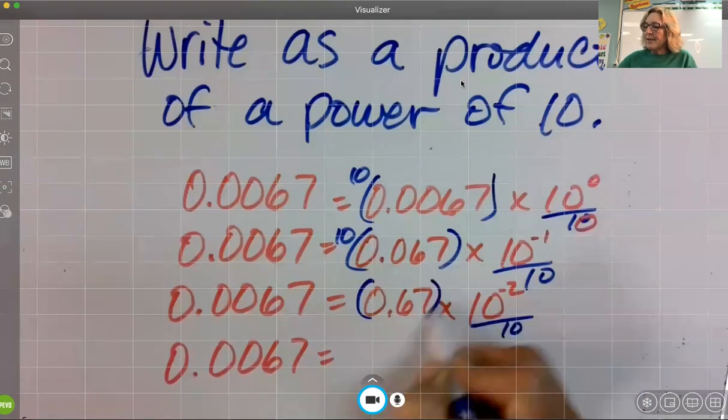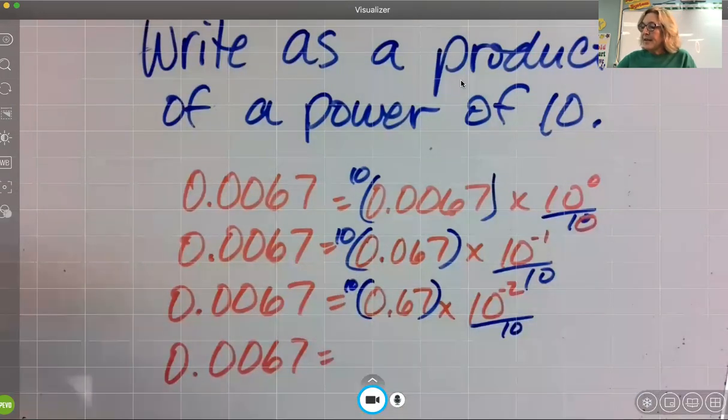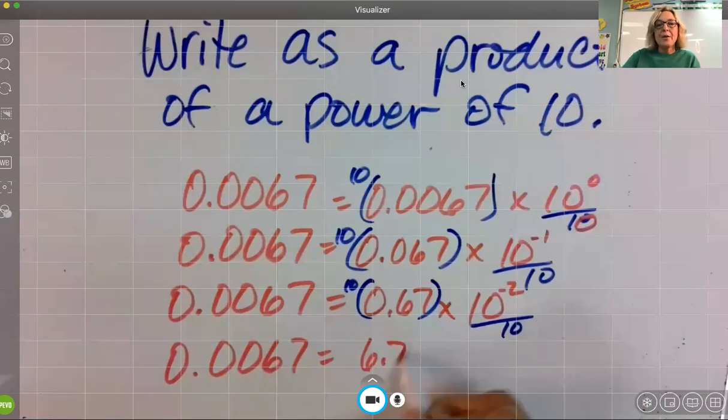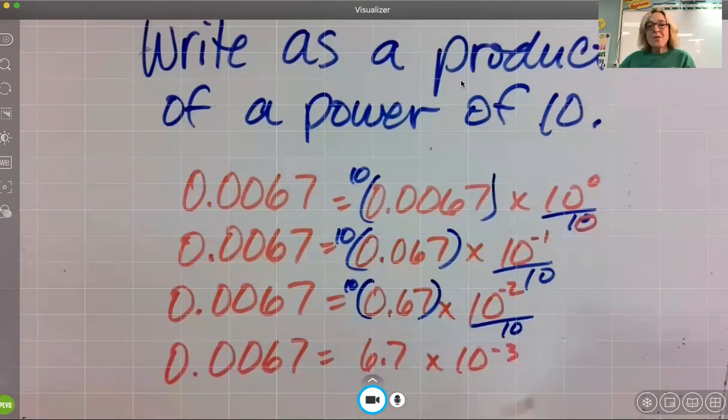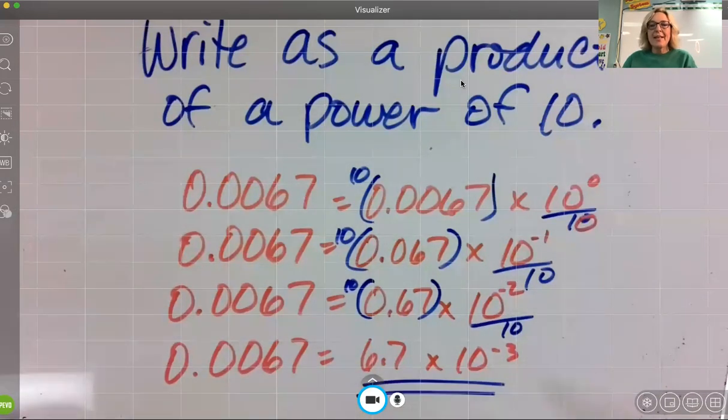And that would give us 6 7/10 times 10 to the negative third power. Now you might notice this last one that we just did is actually scientific notation now, because that coefficient is greater than or equal to 1 and less than 10.